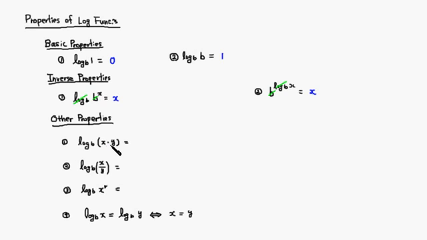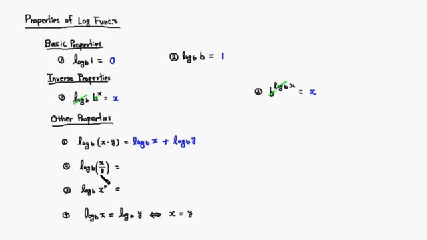Alright, and the other useful properties. The first one, log to the base b of x times y. If you have a multiplication inside the log, we can split it into 2 logs, log to the base b of x and log to the base b of y, then turn it into an addition. So log to the base b of x times y is equivalent to log to the base b of x plus log to the base b of y.